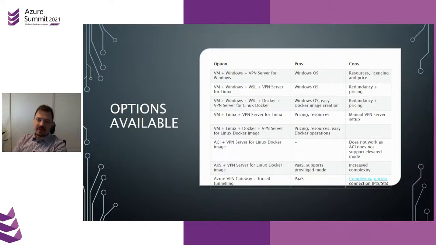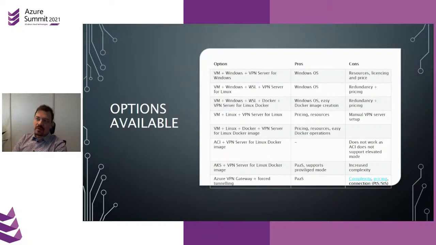Because actually, there are a lot of pros here. So you have a virtual machine with Linux plus Docker, a container with the VPN server software inside the Docker container. So it might be very easy to just spin up, and also it would cost a few cents per hour for the virtual machine, because Linux requires much less resources than Windows.